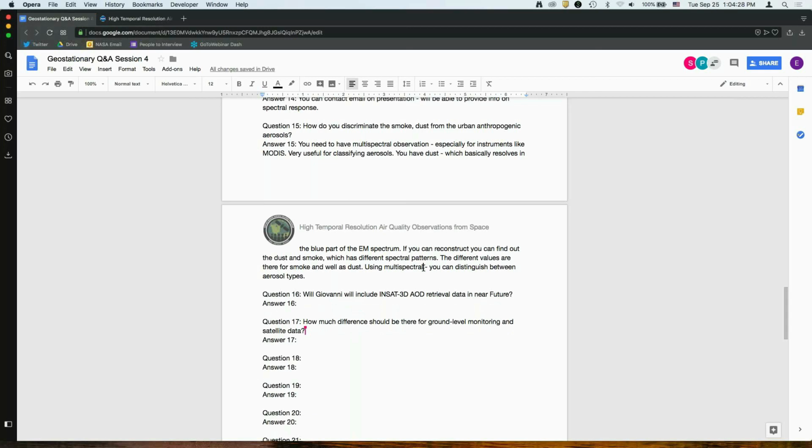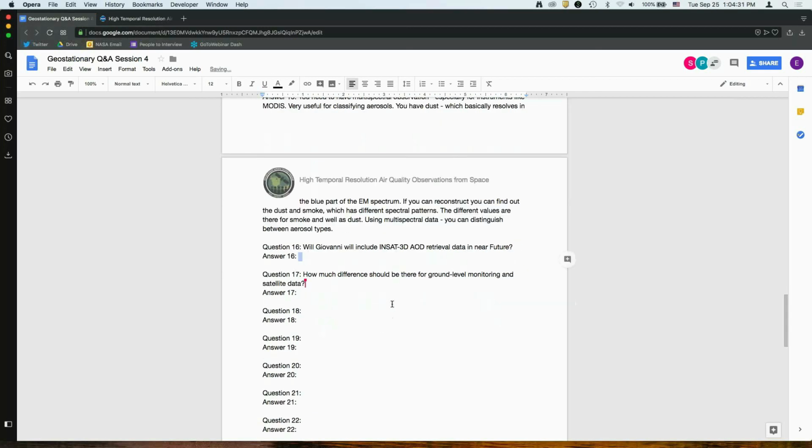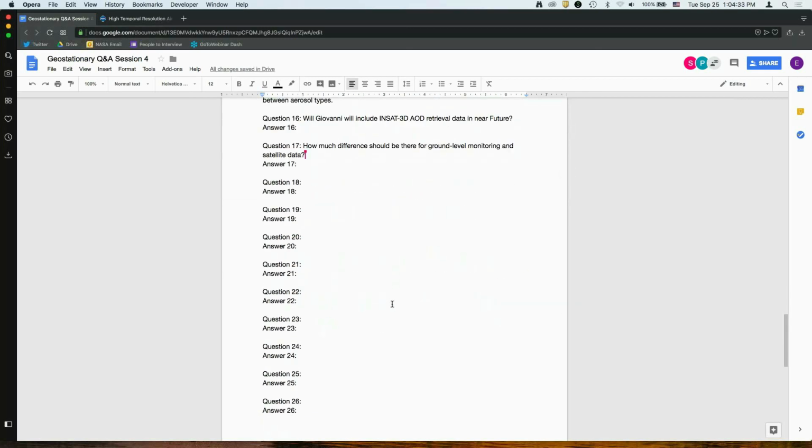Will Giovanni include INSAT 3D AOD retrieval in the future? I can't say that. Maybe not now, but probably in the long-term future it can happen. I really can't comment on that.